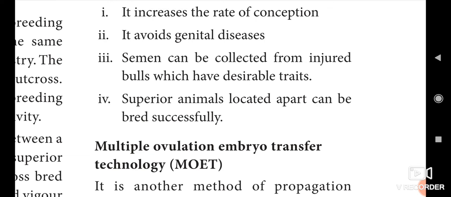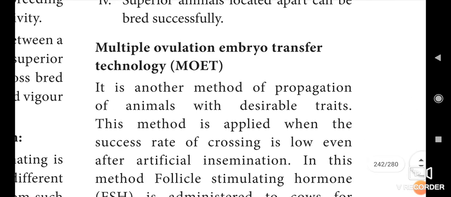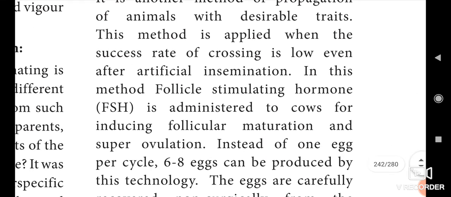Next we see about the multiple ovulation embryo transfer technology, that is called the MOET. Okay, it is another method of propagation of animals with desirable traits. This method is applied when the success rate of crossing is low even after artificial insemination. In this method, follicle stimulating hormone is administered to cows for inducing follicular maturation and super ovulation. Okay, instead of one egg per cycle, 6 to 8 eggs can be produced by this technology. Normally it produces one egg, means by using this method it produces 6 to 8 eggs.